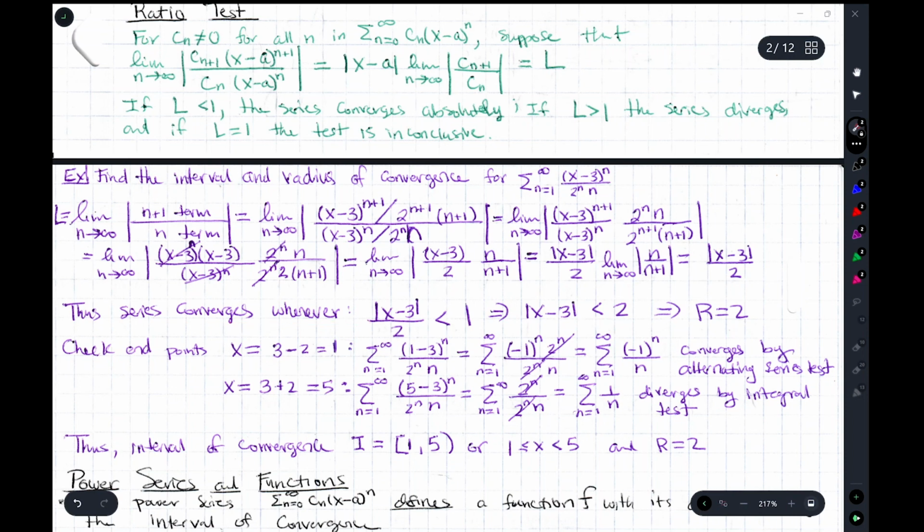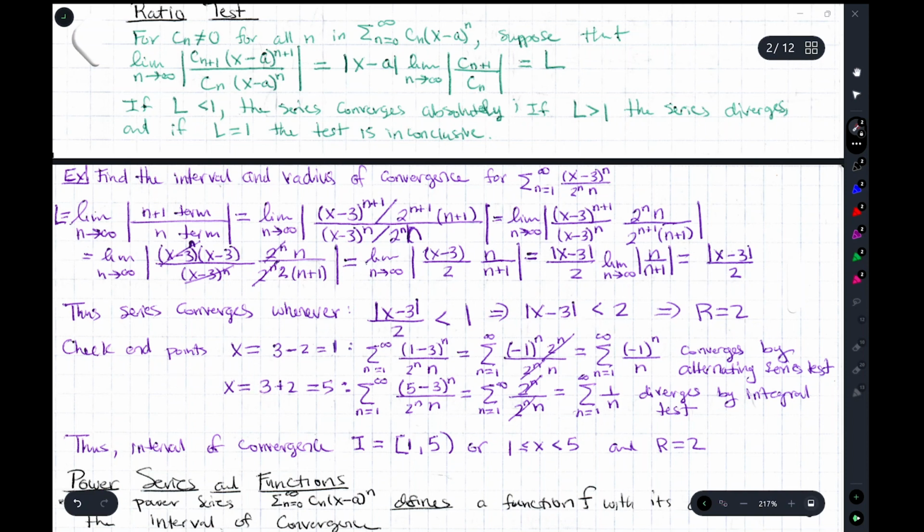Thus, the series converges whenever we get absolute convergence, whenever this thing, L, is strictly less than 1. Well, that occurs when the absolute value of x minus 3 is strictly less than 2. So right off the bat, we know the radius of convergence is going to be 2. That's giving us half of the interval of convergence.